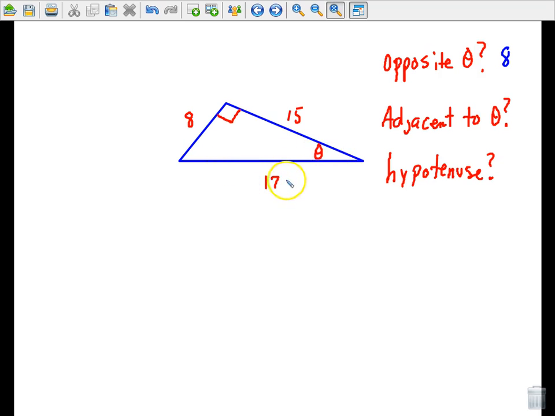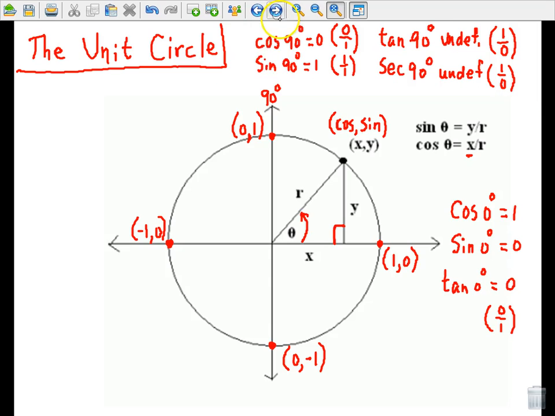Well, remember, what is the hypotenuse? Well, the hypotenuse is the side, first of all, it's the longest side, and it's also the side across from the right angle. So that means the side adjacent to theta is the one that measures 15.